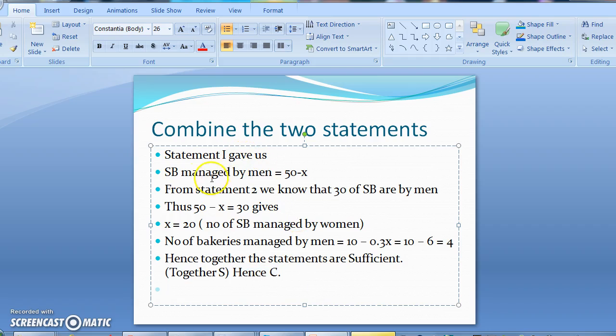When we combine, again, we have already got from statement 1 that the number of small businesses managed by men is 50 minus x. From statement 2, we got that 30 of these small businesses are by men. So we equated, and we get the value of x. And from earlier statement 1, we recollect that the number of bakeries which are managed by men is 10 minus 0.3x. Substituting the value of x, I'll get the number of bakeries which are managed by men as 4, which gives me a definite answer to the question that no, the number of bakeries which are managed by men are not at least 5. Hence, together the statements are sufficient. Hence, the answer is C.